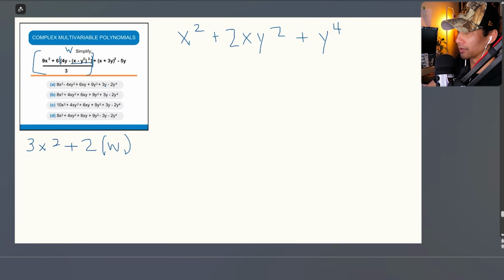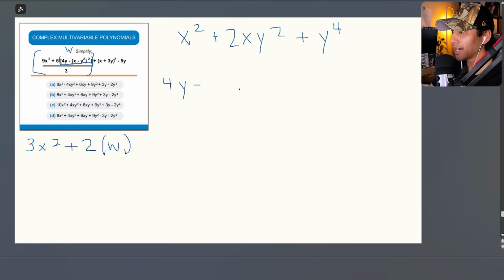Part of the W. And we're not done yet, okay? Because now let's write more of the W, which is the 4y and the negative. This is where they throw people off. They put this negative there. So we worked out the binomial square, right? So now we're going to write everything out.